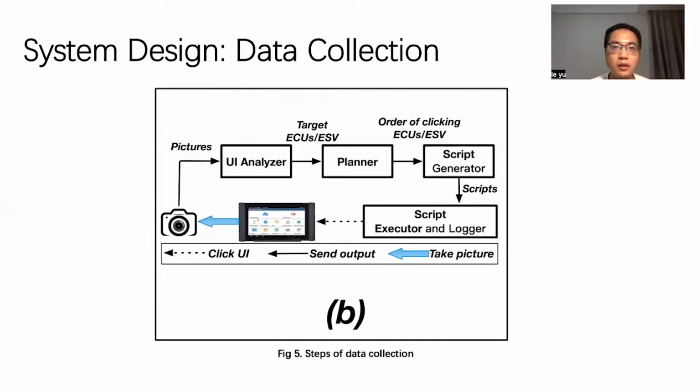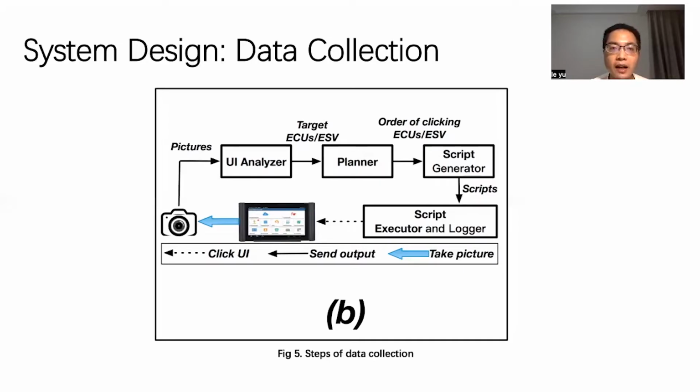This picture shows the steps contained in the data collection. Since one vehicle can contain many ECUs, and each ECU can contain a large number of sensor values that should be collected during the data collection, to speed up the data collection step, we use one robotic arm to click the GUI of the diagnostic tool automatically. In detail, we will use one camera to monitor the GUI of the diagnostic tool. And after taking pictures of the GUI, we will use OCR to analyze the text showing on the GUI.